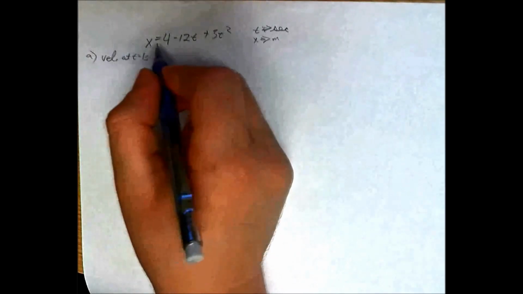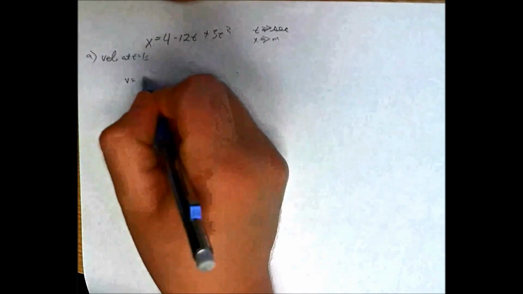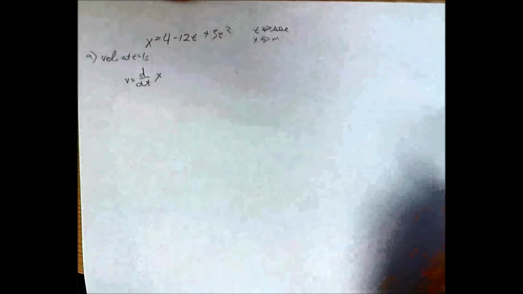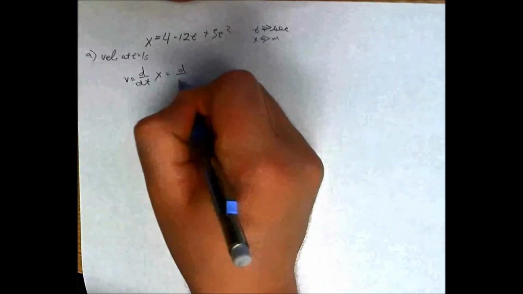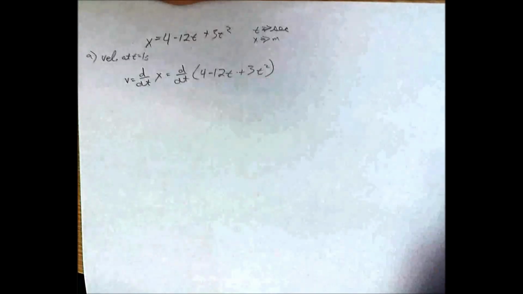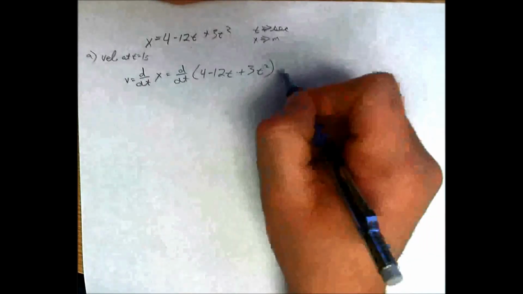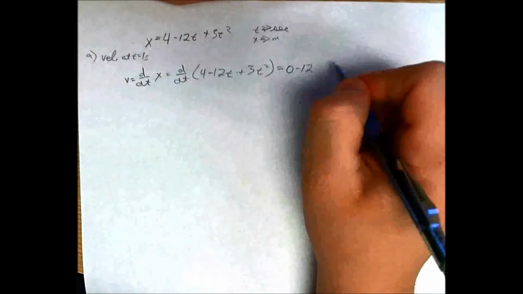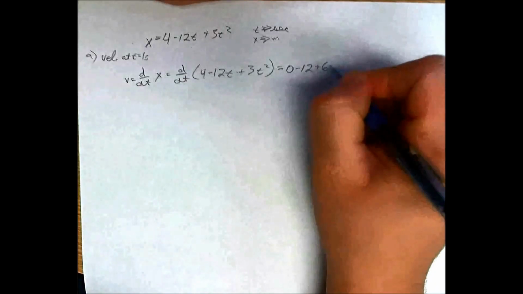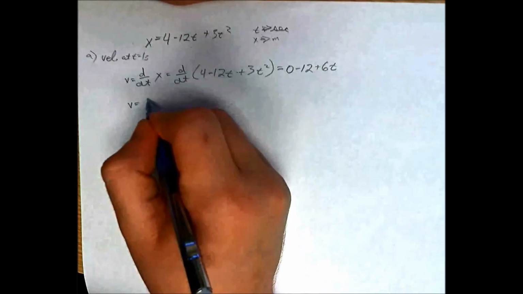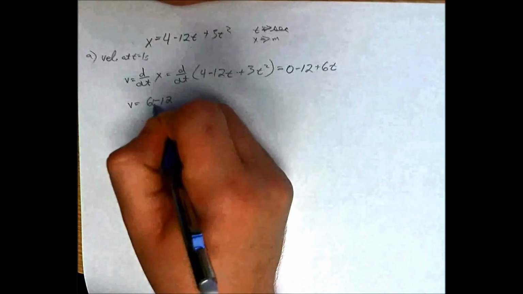Well, we have the position function, but we know we can find the velocity from the position function by taking the derivative with respect to t of that position function, or derivative with respect to t of 4 minus 12t plus 3t squared. The derivative of, let's do it term by term, the derivative of 4 is 0, the derivative of negative 12t is negative 12, and the derivative of 3t squared is 3 times 2, which is 6t to the first power. So now we have a function that will tell us velocity. 6t minus 12.